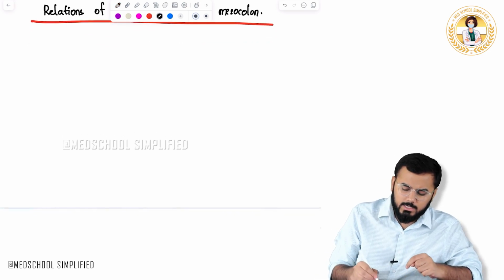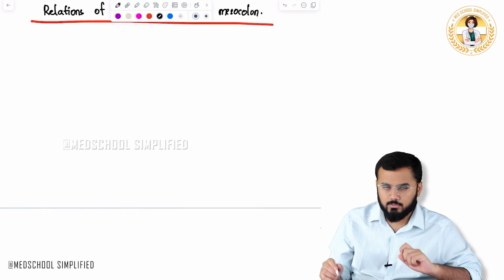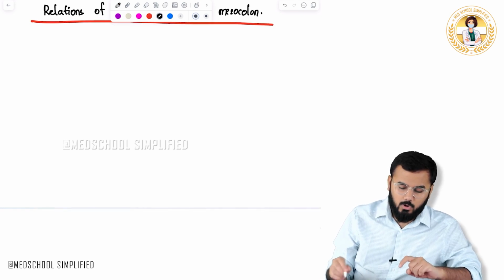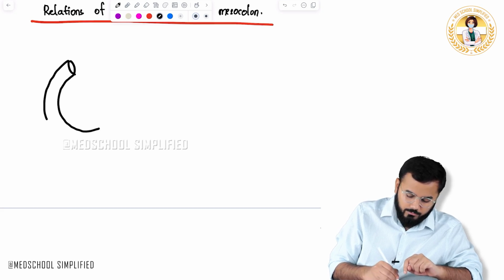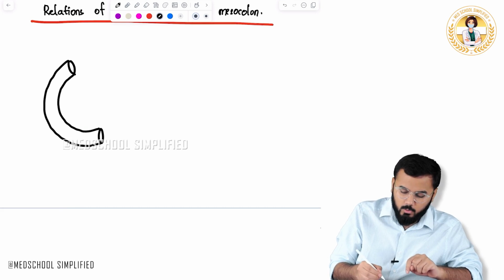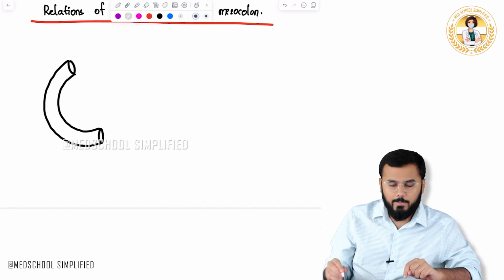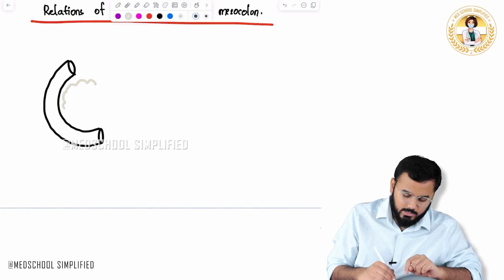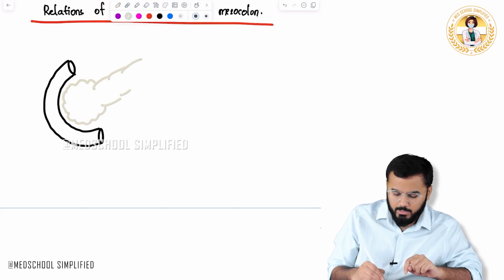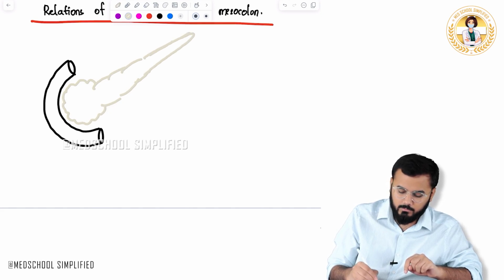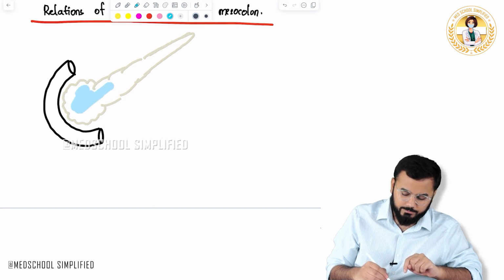Now to look at these relations, first of all you have to draw this transverse mesocolon. Let me first draw this part. This part over here is your duodenum, all of you know that, right? Within the loop of the duodenum you have your pancreas. Let us say this is the head of the pancreas, next the body of the pancreas like this, and after that the tail of the pancreas here. This entire thing is your pancreas.